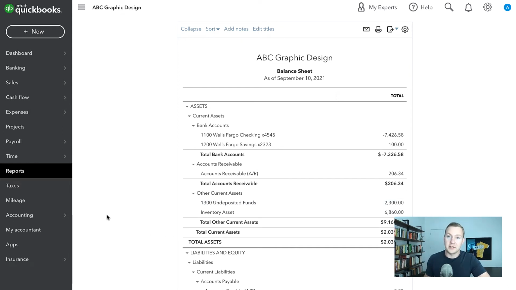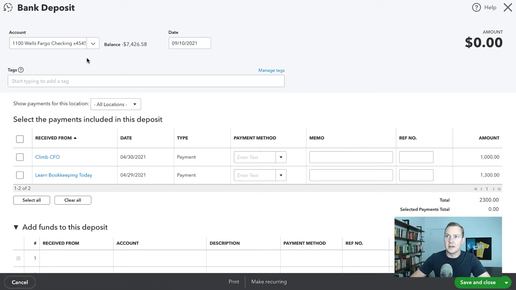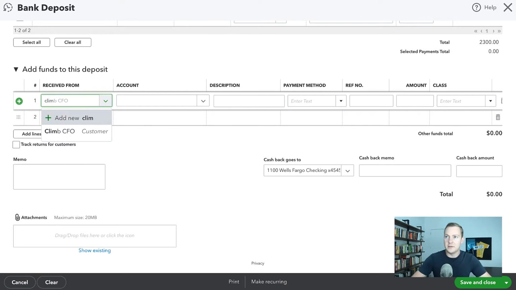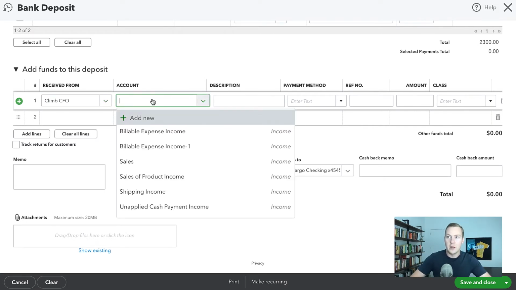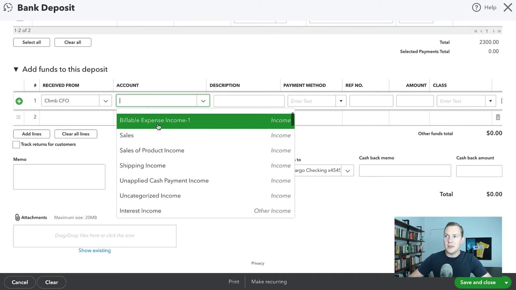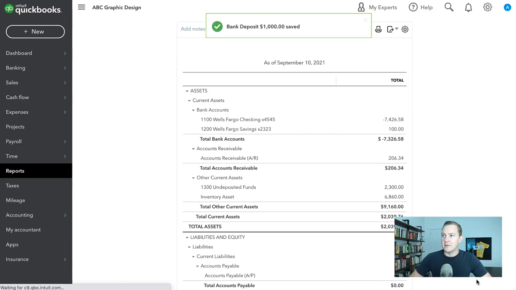One of the biggest issues here, and one of the ways that people really go wrong, is when they are recording a deposit and they don't actually select the payment. So let's say that we know we recorded the $1,000 and we go to bank deposit and then we say, this was from Climb CFO. And what a lot of people will do is just choose the income account and set the amount. So now we're saying we're depositing $1,000 and we can save and close.